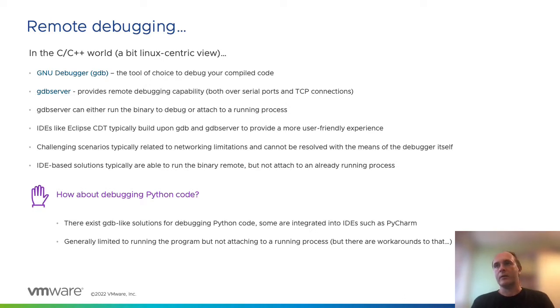Communication normally occurs over TCP sockets, but it can also occur over a serial connection. GDB can either run the binary to debug, or it can attach to an already running process on a Linux machine. And IDEs such as Eclipse typically build upon GDB and GDB server to provide a more user-friendly experience. Like I said, I'm not really an IDE guy, more a console one.